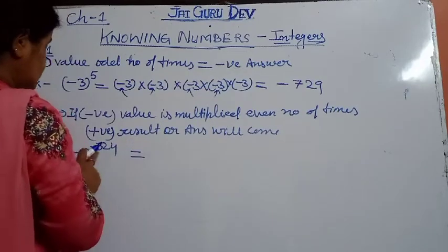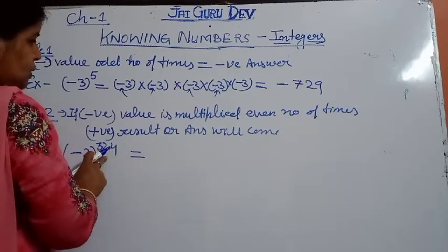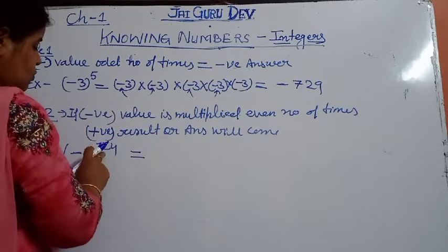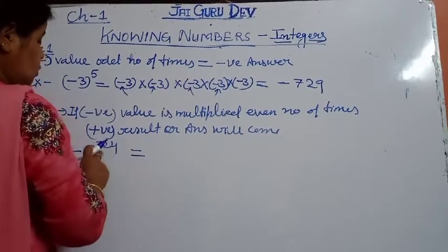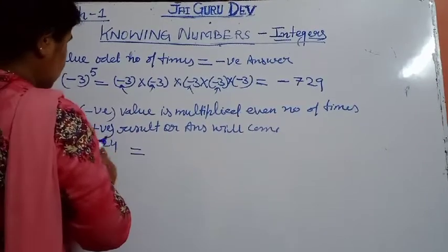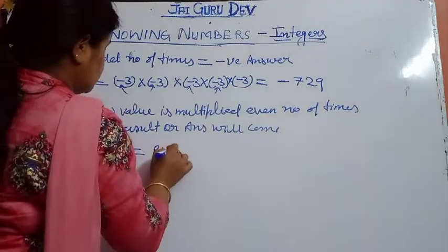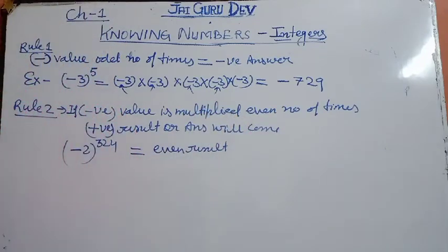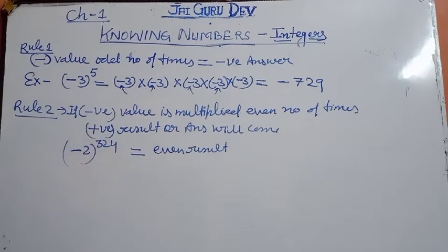At that time you will see that 324 is the positive power, and you are multiplying a negative number 324 times. You can see that 324 is an even number, so what kind of result will come? Even result will come. Now, if you are clear up to here, then we are proceeding to the exercise.